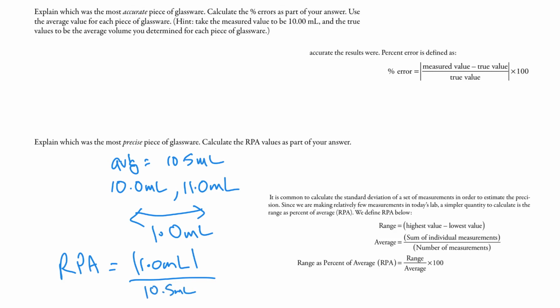And so the units cancel out there, so it's just a fraction. If we times by 100, though, that would convert it to a percent. So if I calculate that, 1 over 10.5 times 100 is 9.5%. And the idea is that the bigger the range, the bigger the value on the top would be, so the less precise the glassware would be. So the bigger the range as percent of average is, the worse the precision is.